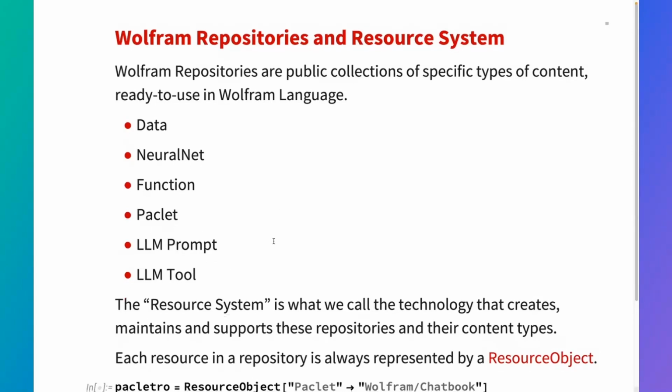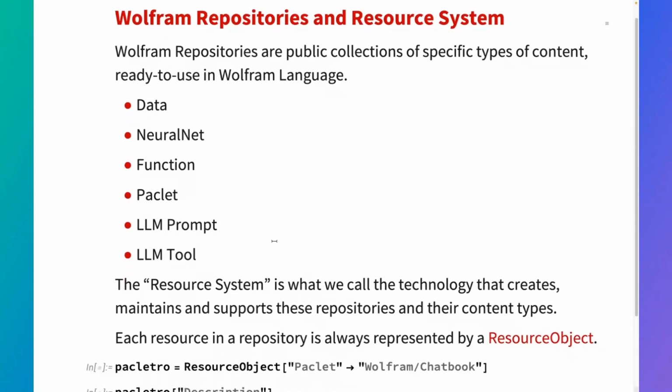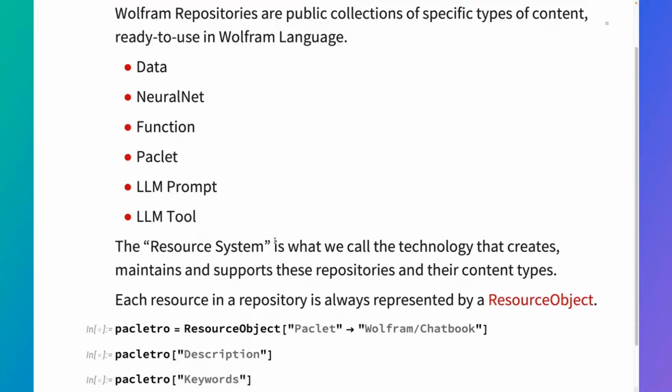And then we also use this term resource system. When we talk about the resource system, we're talking about the entire suite of technology that my team has built to enable these repositories. That's everything from the website tools that you use to explore, to the development tools that the authors use to create and submit content, to the Wolfram Language functions for retrieving that content. The whole suite of tools is what we call the resource system.